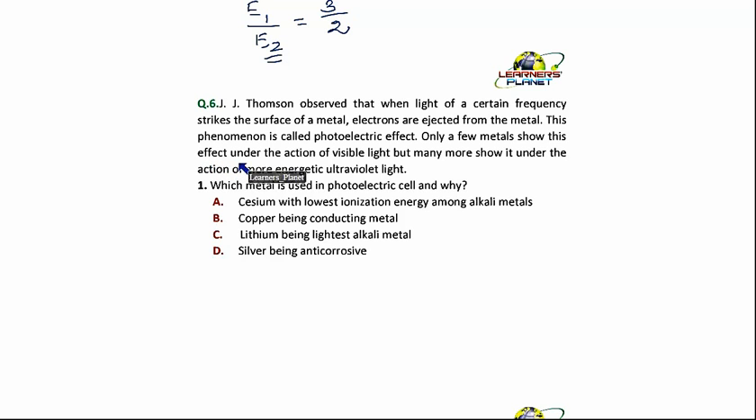Only a few metals show this effect under the action of visible light, but many more show it under the action of more energetic ultraviolet light. That is, this ejection of electrons is shown by very few metals. Okay, now let's solve the questions. Some metals respond to light of low frequency, whereas some metals require light of high frequency.